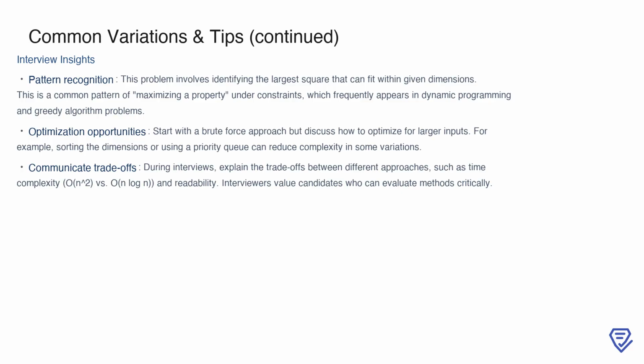There's also plenty of room for optimization. While a brute force approach can help you get started, discussing how to improve efficiency for larger inputs is important. For instance, sorting the dimensions or even leveraging a priority queue in certain variations might help reduce complexity. Another valuable skill is communicating the trade-offs between different methods. If one approach is faster but less readable, explain why you would use it, or vice versa. Interviewers appreciate it when candidates critically evaluate their solutions and articulate the reasoning behind their choices.